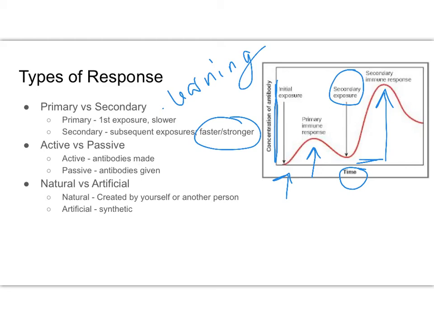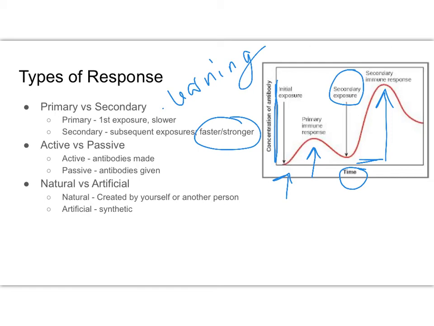Now, keep in mind, some of us get multiple colds every year, that kind of thing. That means that it's a slightly different virus, so a slightly different antigen every time. And that's why you're still getting sick every time, because you have that primary response every time.